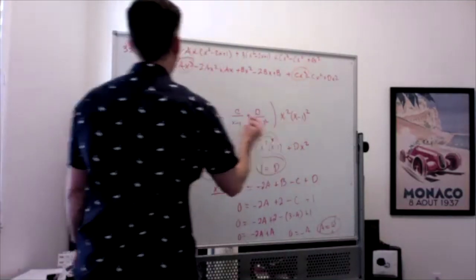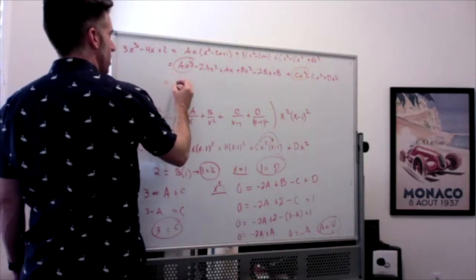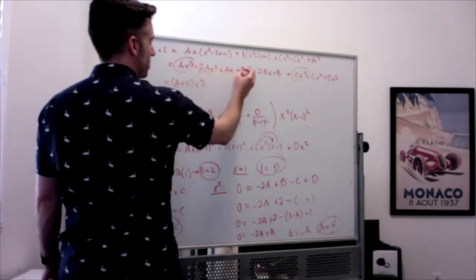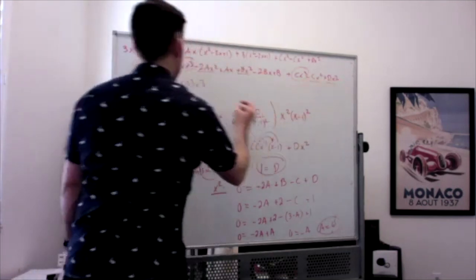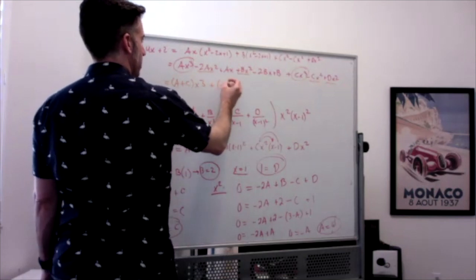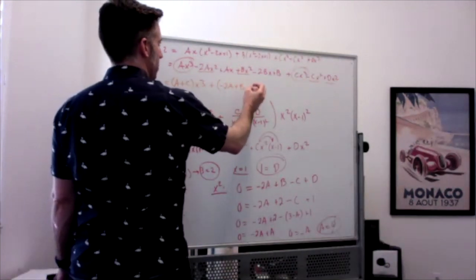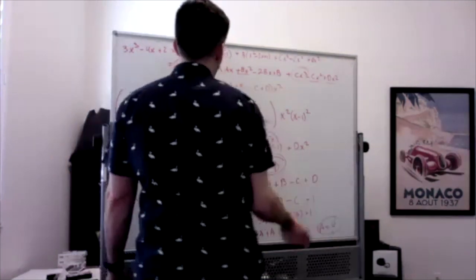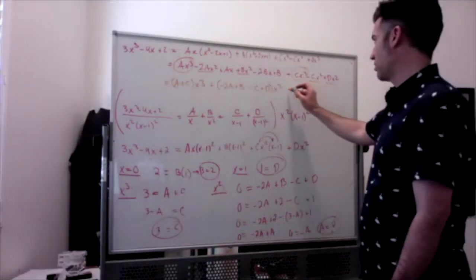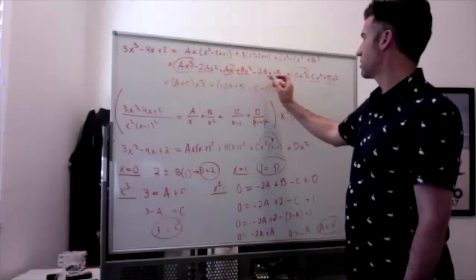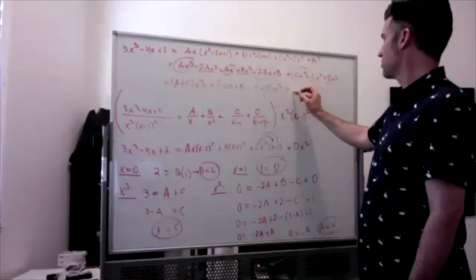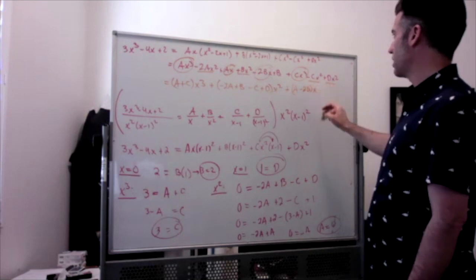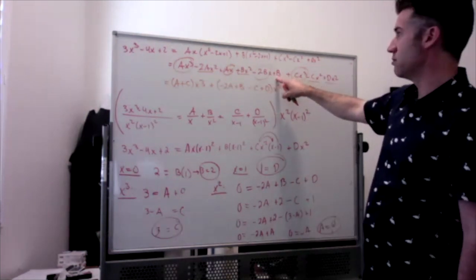so this is equal to a plus c times x cubed, and then x squared is equal to negative 2a plus b minus c plus d, times x squared. And you can even look at the x's and so on. You have ax minus 2bx, so a minus 2b times x, and then your constant term is just b.